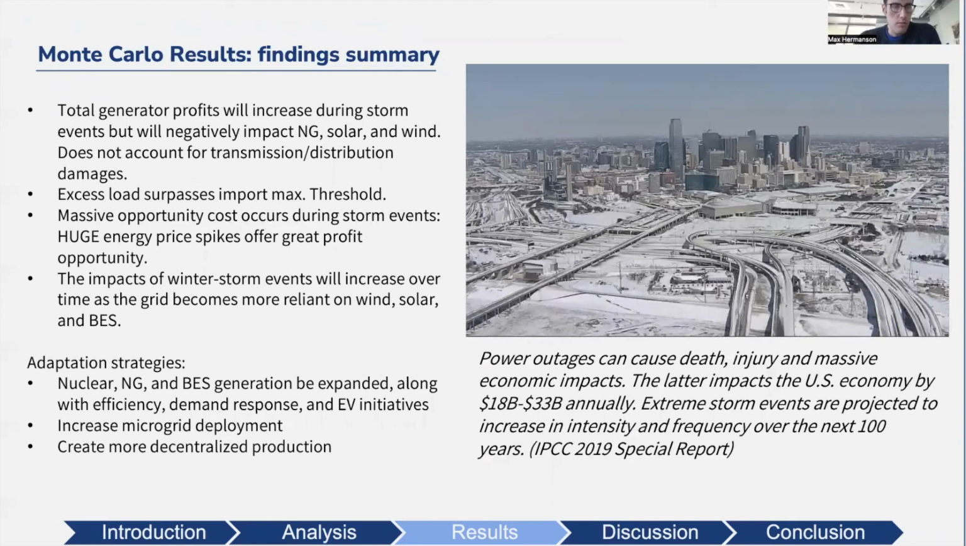You can see some of the major findings here summarized, and it's important to note that the grid should be trying to adapt to this over time. This might be through different types of generation, being more inclusive in our grid, looking at microgrids, and then just decentralizing production in general.